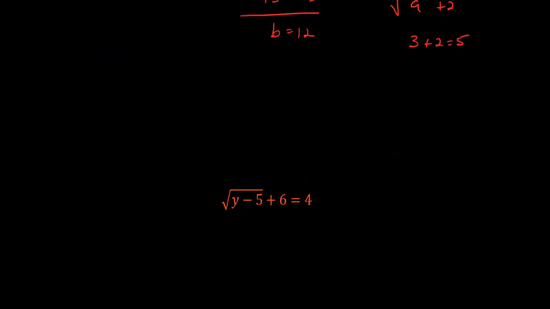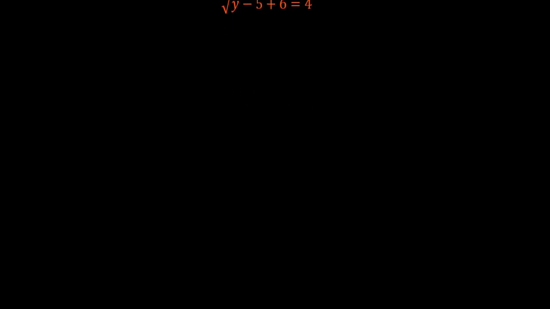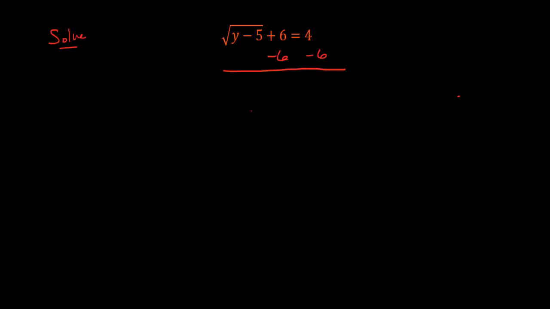Moving on down to our next problem in this video series is the square root of y minus 5 plus 6. And again, the instructions for these will always state to solve. So I want to isolate my radical on one side, so I'm going to go ahead and subtract 6 on the left, and I'm going to subtract it on the right. And we're going to get that square root of y minus 5 equals a value of negative 2.